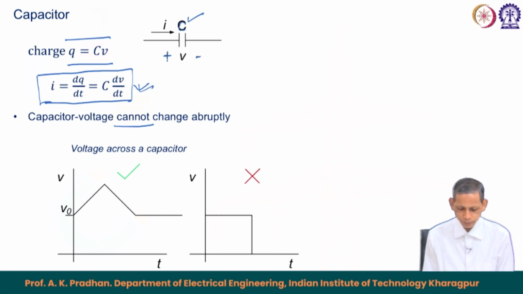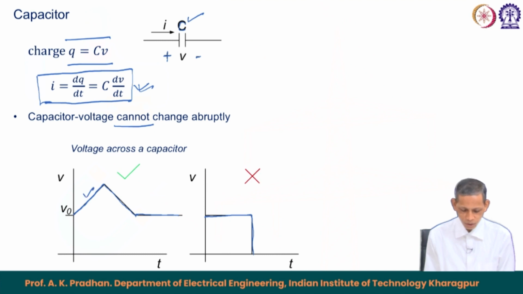That implies that this kind of voltage cannot happen for a capacitor. So, the Vc, or the voltage across the capacitor, cannot happen like this, because if that is so, then the corresponding current has to be infinity, which is not practically possible. However, can the voltage across the capacitor vary like this?